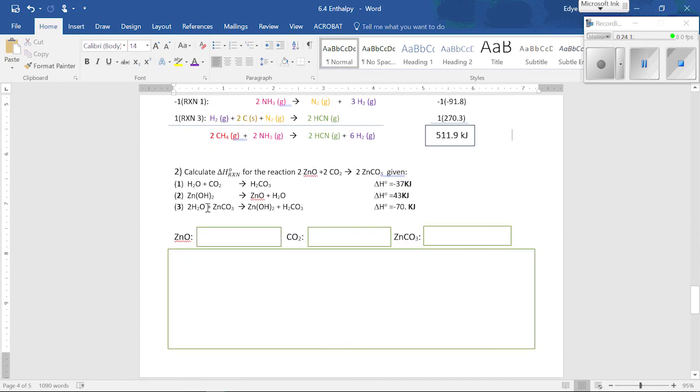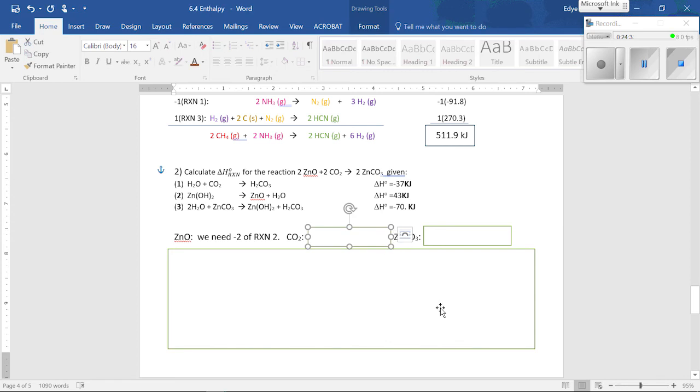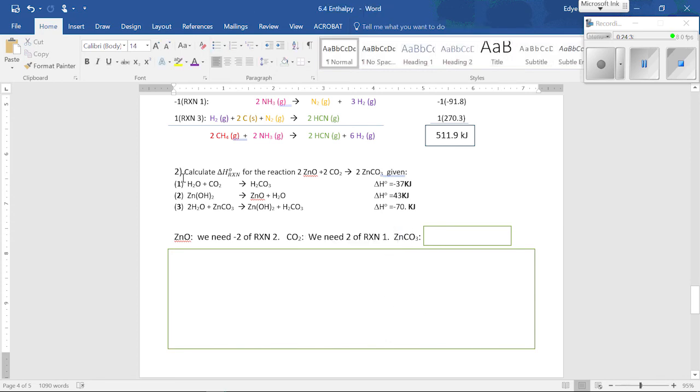Okay, last problem. Let's just look quickly. So we've got zinc oxide right here, only appears once. I need 2. I have 1 on the wrong side, so what am I going to do? I'm going to multiply that reaction by -2. Carbon dioxide, CO2. I need 2 on the left side. I have 1 on the left side, so what do I do? I'm going to multiply that reaction 1 by 2.